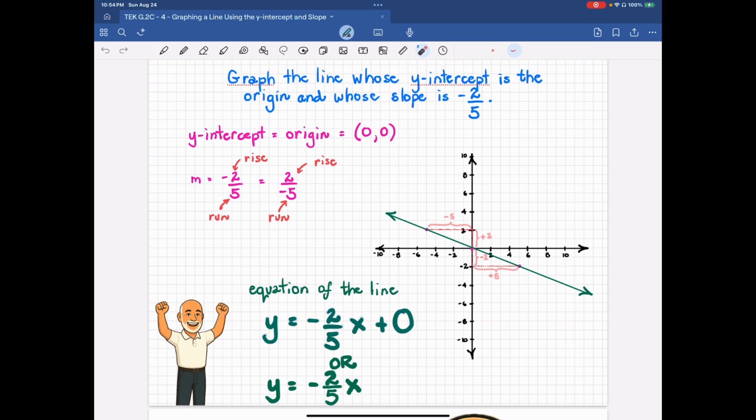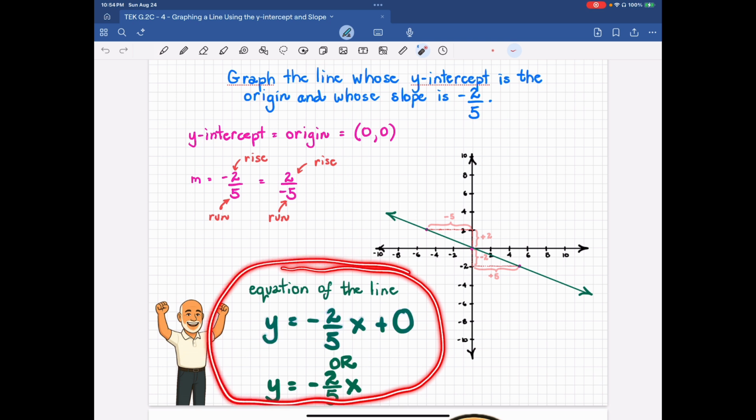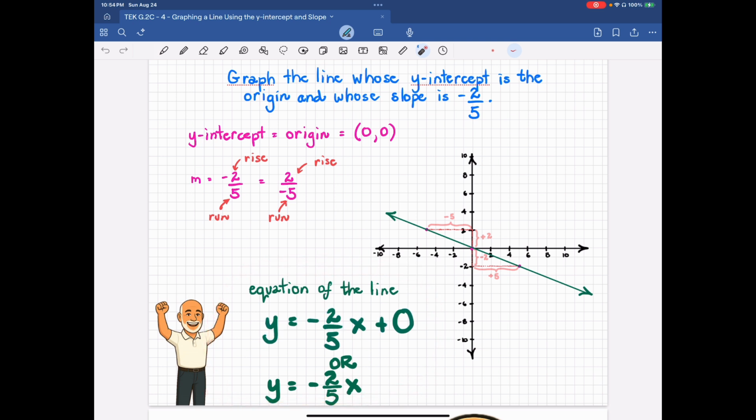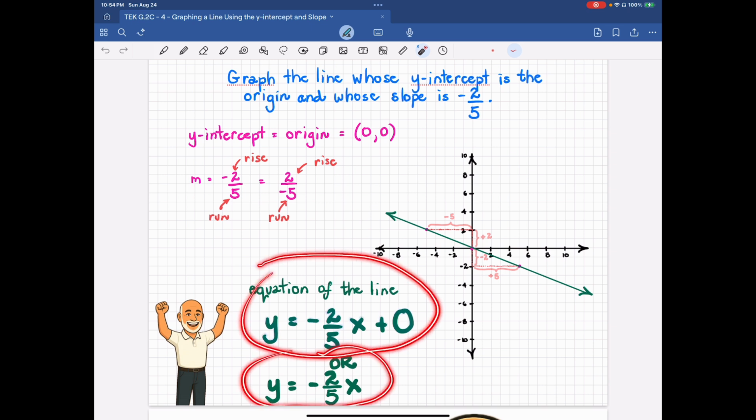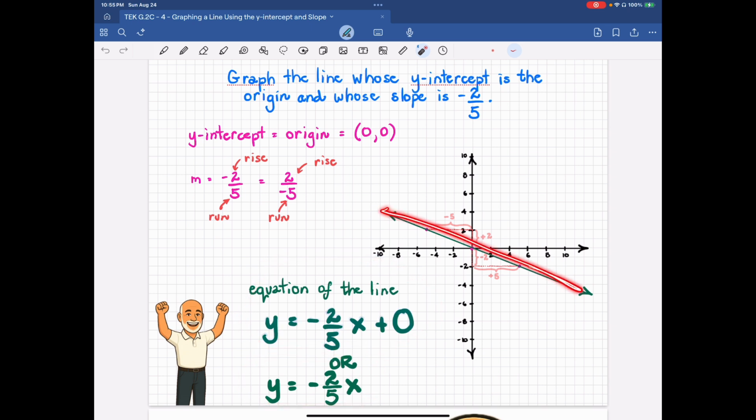Here's the answer to the problem. Please pause the video and check your answer. When you are finished, press play to continue. But notice, I also included what would be the name of the line in slope-intercept form. So this tells you the name of the line right here, and this shows you what the line looks like. And all of that came from the information that we were given: the origin and the slope being negative 2 over 5.